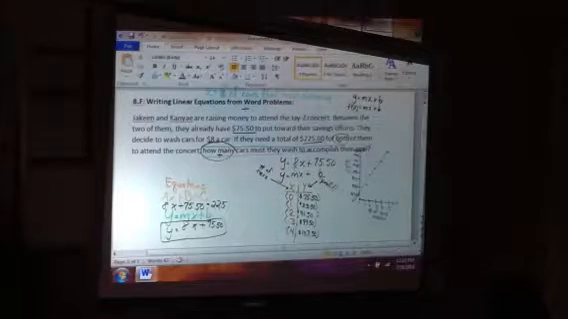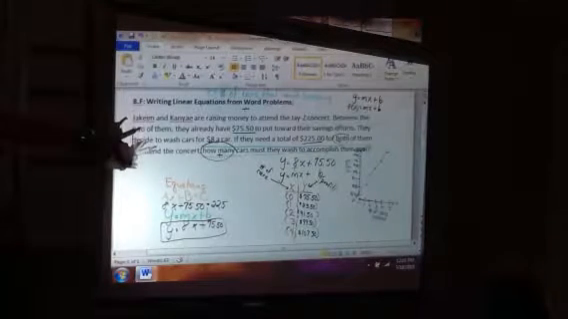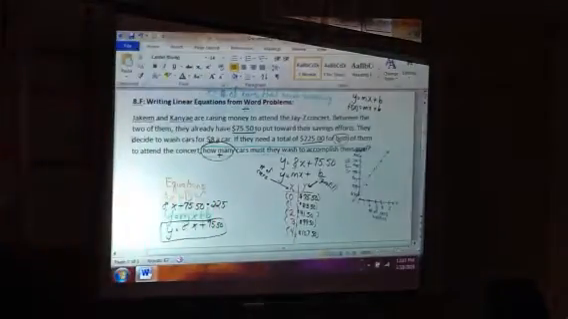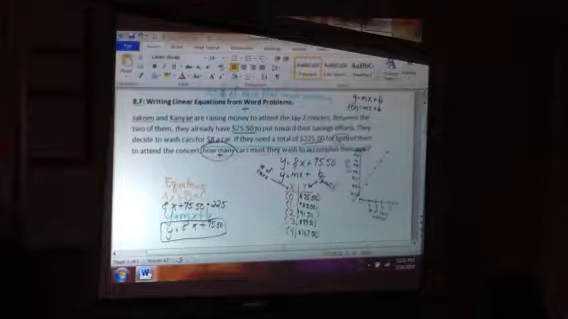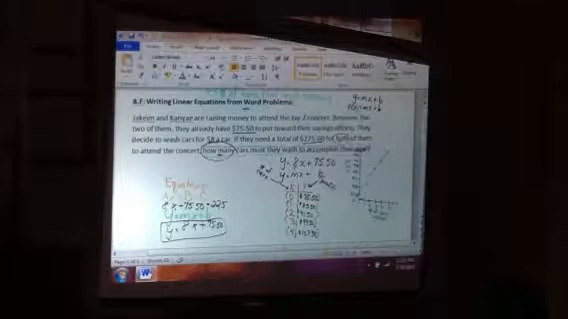So if your problem asks you how much would they make if they wash 20 cars, what am I going to plug 20 in for? X or Y? Well, which axis is measuring number of cars washed? X. Yeah, so 20 is going to be somewhere down on this column. Okay? Your x's are plugged in or inputted to get your y's, which is your output. Remember? Yeah.